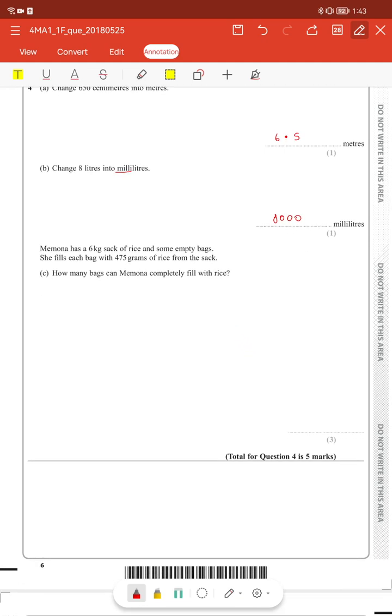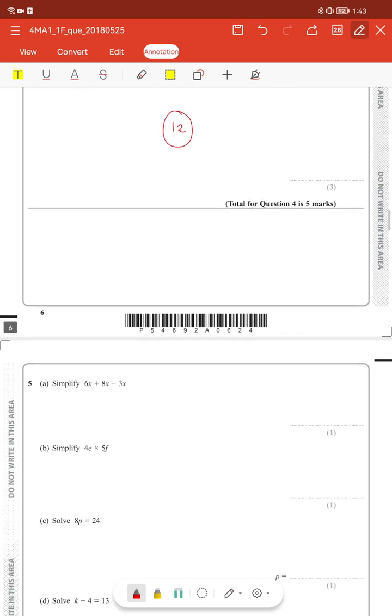Mamona has a 6 kilo sack of rice and some empty bags. She fills each bag with 475 grams. How many bags can she completely fill? So we have to do 6,000 divided by 475 because we've turned the 6 kilos into grams, which means that would give us 12.6 something, which is 12 full bags, because we can't have 0.6 of a bag.